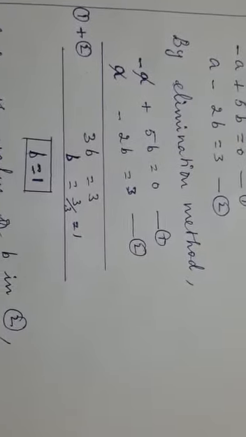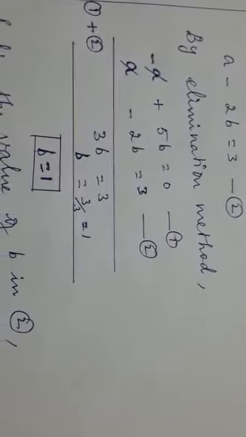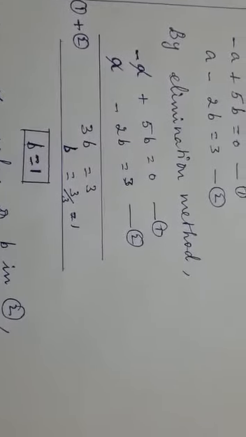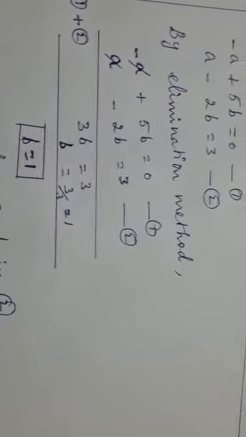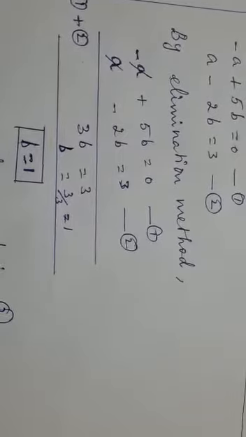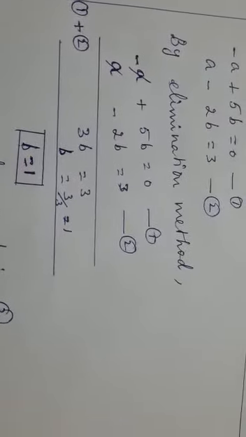Now by the elimination method. You can use any method for this because they have not mentioned any method here. So I have taken the elimination method. Here minus a plus 5b equal to 0, a minus 2b equal to 3. Now when I take a, I have minus 1 as the coefficient and 1 as the coefficient for the second equation.